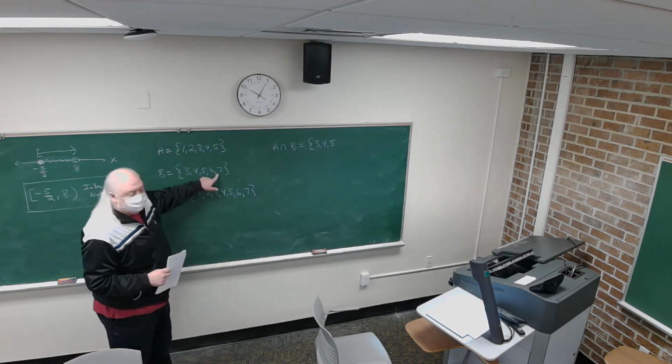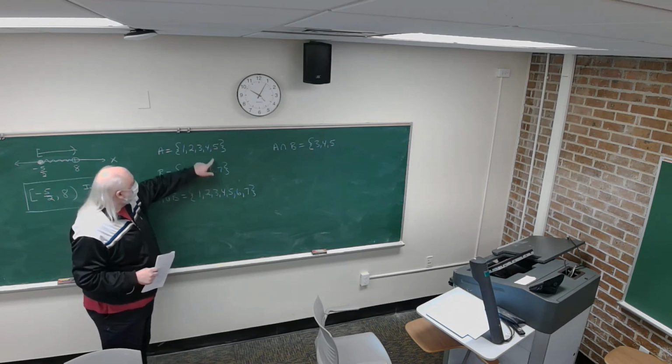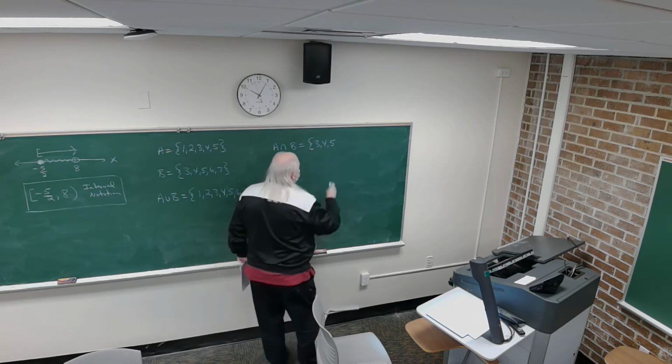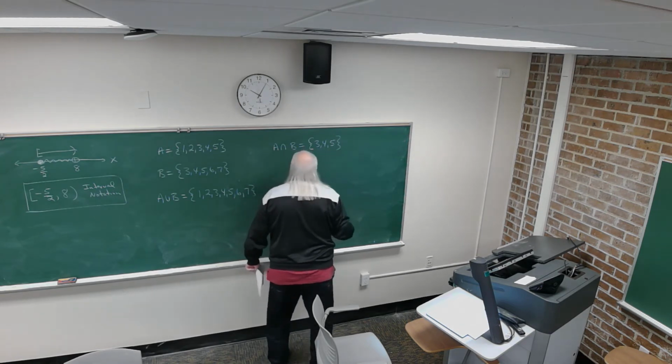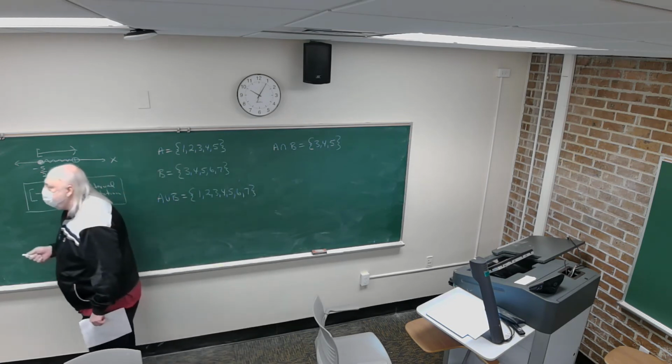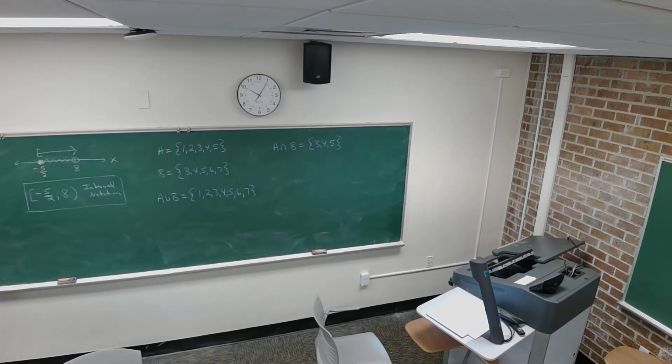And 6 and 7, two numbers in B, are not in A. So 6 and 7 are not in the intersection. So for the union, you join the numbers from both sets, and in the intersection, you only take the numbers that are common to both sets. Any questions on that?